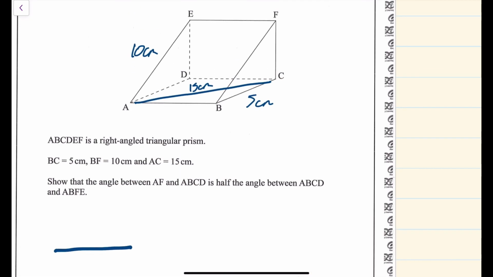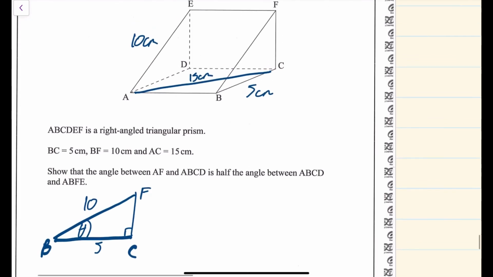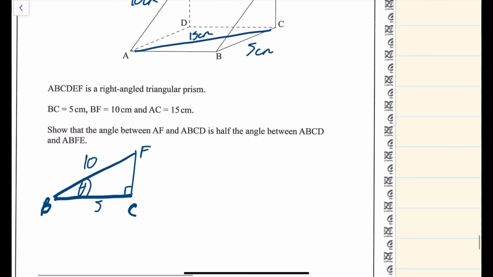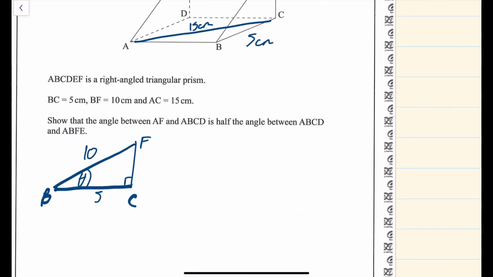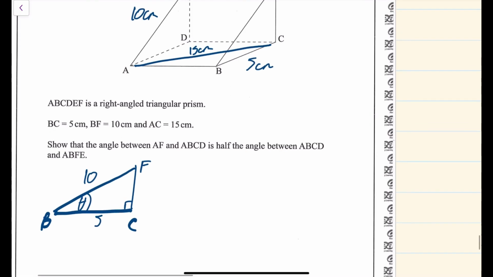So first of all, if I go from B to C up to F, we already know, well, do we know anything? What do we know here? We know BC, that's a right angle, and then that's 5. And BF we know is 10. Okay, and we will work out our angle here. So this is the angle between ABCD.